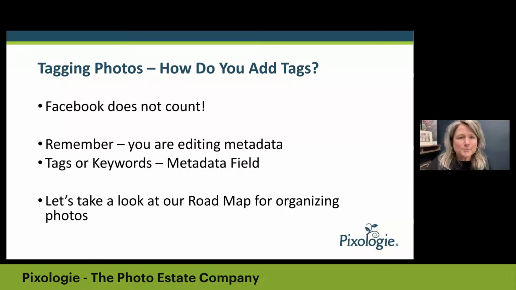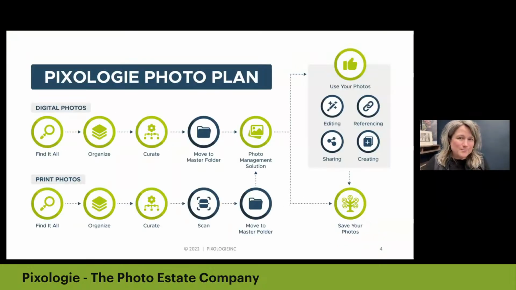But let me show you our roadmap, because I think this will give a little bit of overview. In our world of organizing pictures, to enjoy today and be able to find the pictures that we want, as well as preserving for future generations, we have a path. This Pixology photo plan is our roadmap. It starts with digital photos: finding it all, organizing and curating them. Then we go down to print photos: finding it all, organizing, curating and scanning them. And then we get pictures to our photo management solution.